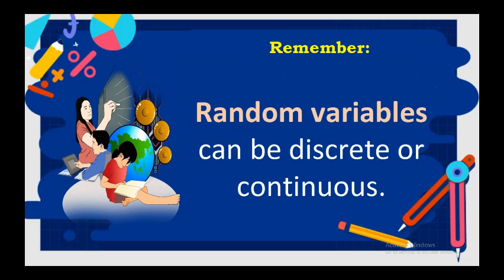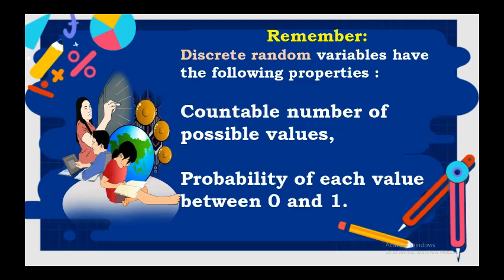Random variables can be discrete or continuous. So we have two varieties of random variables, discrete or continuous. Discrete random variables have the following properties: a countable number of possible values. We can count them as 1, 2, 3, and so on and so forth. The probability of each value is between 0 and 1. That is for the discrete random variable.